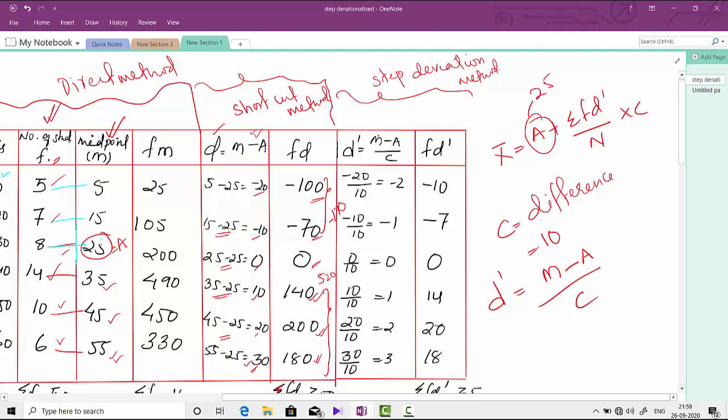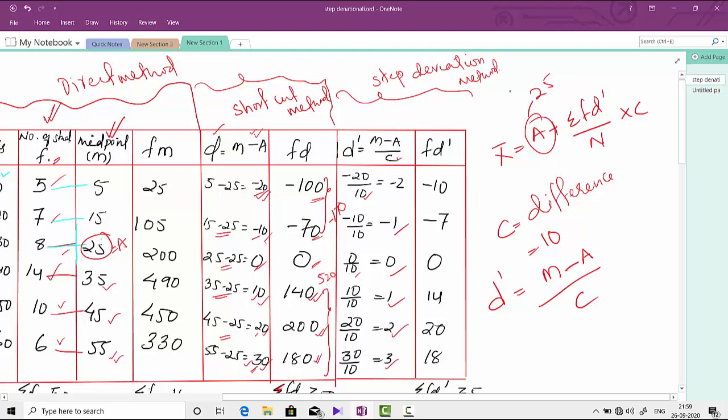So let's start again. d' is equal to M minus A divided by C. Here M minus A is minus 20, so minus 20 by 10, the difference C, we get minus 2. Minus 10 by 10 is minus 1. 0 by 10 is 0. 10 by 10 is 1. 20 by 10 is 2. 30 by 10 is 3. Now we have found d'.